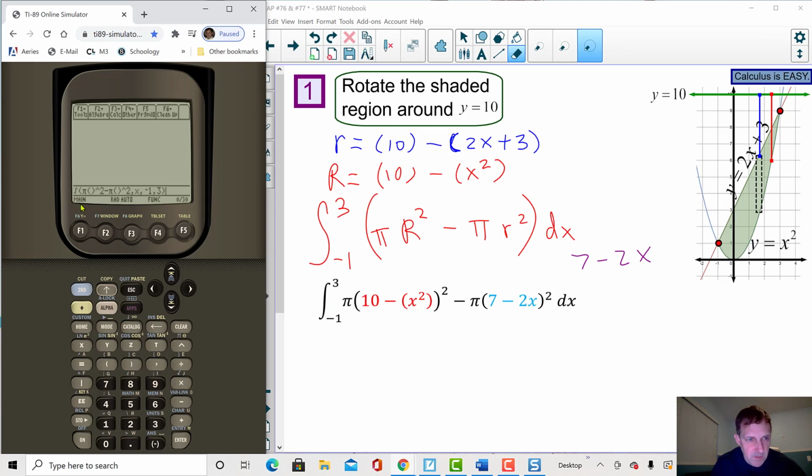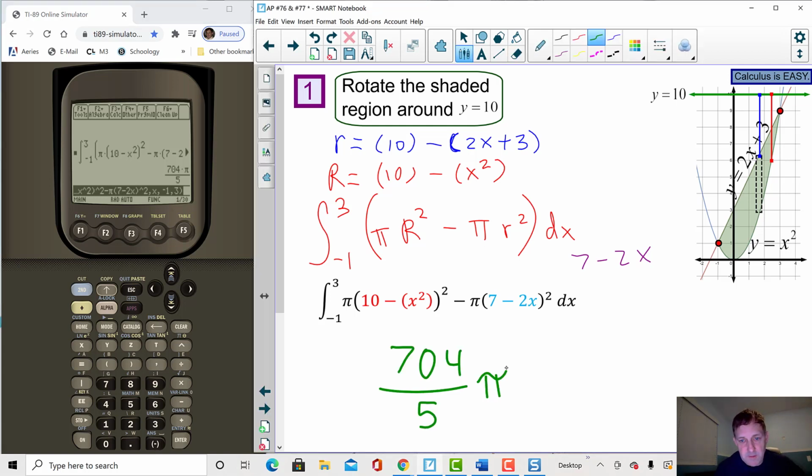Okay, I want you to notice that we do have the integral of pi R squared minus pi r squared. My r's are just parentheses right now. So now I'm going to go in and put in the big R first. That's going to be 10 minus x squared. Then we'll put in the little radius, which is 7 minus 2x. That's pretty much it. We'll push enter. It's giving me 704 divided by 5 pi. And that's it. That's our final answer. Let's take a look at the next question.